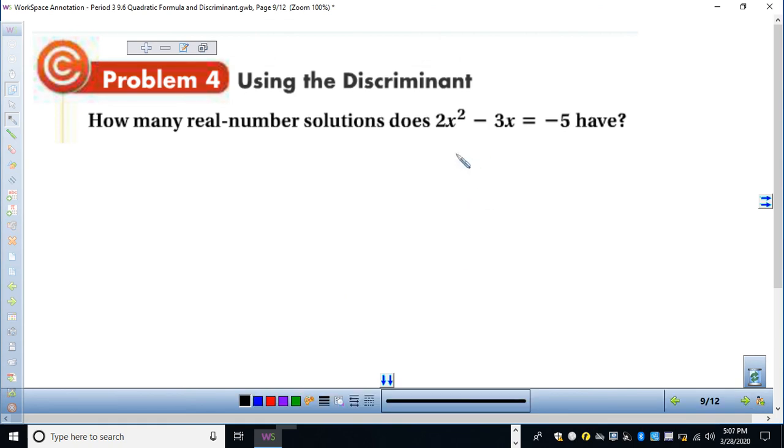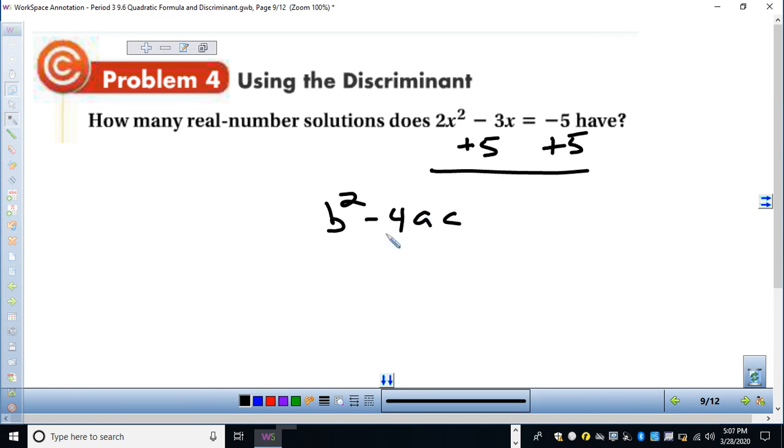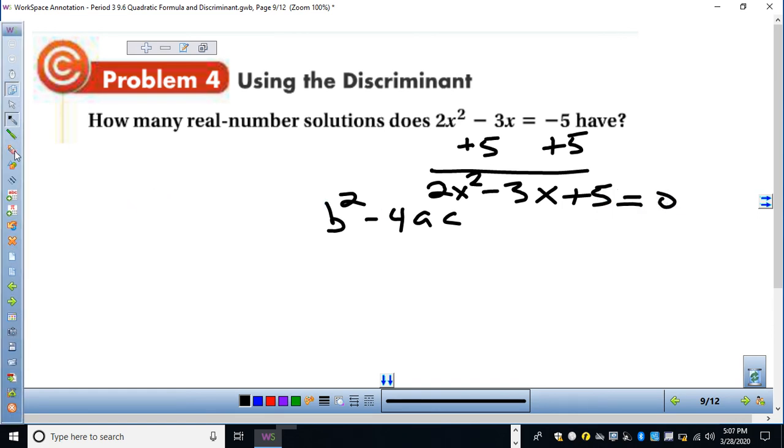So if we just practice one of these discriminant problems, again we have this issue here because the number part is on the wrong side. So I'm going to add 5 to both sides to start. When you do this discriminant, it's a heck of a lot easier than the quadratic because the only part of the quadratic we're doing is the part that's underneath the radical, b squared minus 4ac. So if we plug that in, first here we're going to do this 2x squared minus 3x plus 5 equals 0.